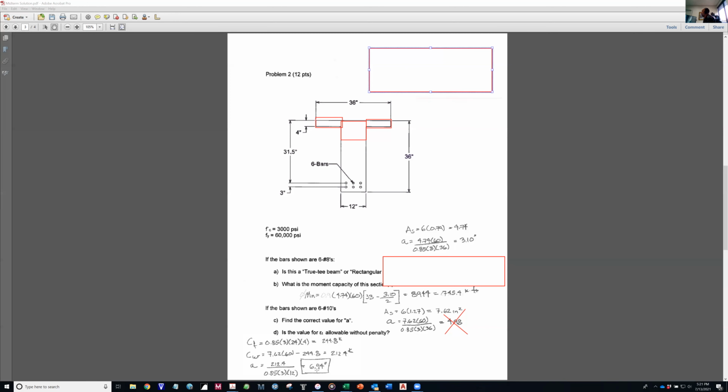Clearly 6.94 is the right answer, 4.98 the wrong answer. And I think I deleted part D. So that was all I was looking for. That's problem number 2. Any questions?